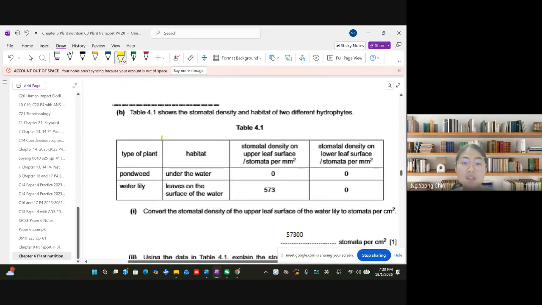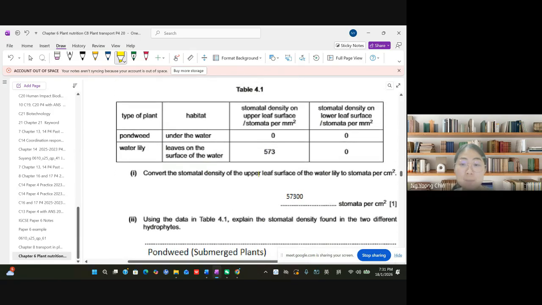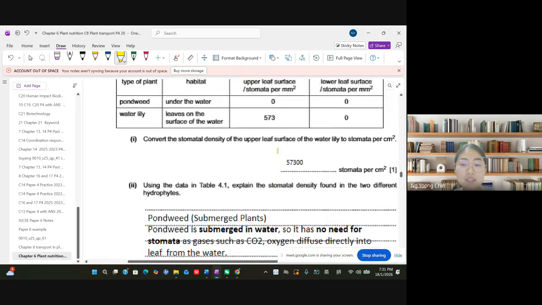And then this one: stomata density and habitat of two different hydrophytes. There are two types of plant, pondweed and water lily, and both live in the water. Why does pondweed have no stomata? There are no stomata on the upper leaf and none on the lower leaf. For the water lily, they have more stomata on the upper leaf, and the lower leaf has none. Then convert the stomata density of the upper leaf surface of the water lily to per cm cubed. This is just calculation, but it is more challenging.